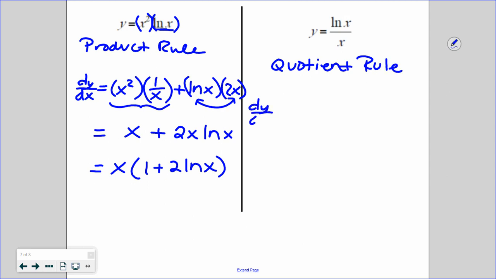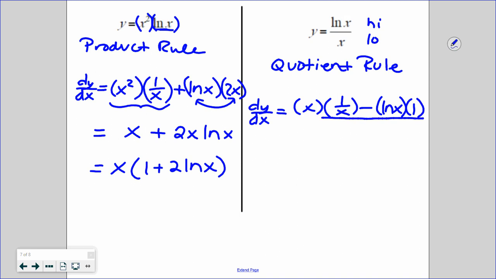Okay, so dy/dx is going to equal, remember the high and low. So it's going to be low d high minus high d low all over low squared. Okay, and then as far as simplifying goes, x times 1 over x just equals 1. So our numerator just becomes 1 minus natural log of x, all over x squared. And that's pretty much all we can do there.